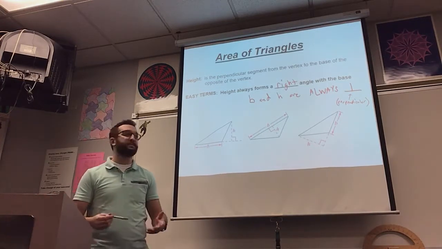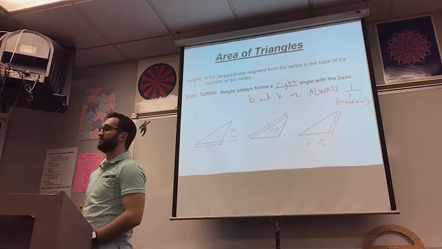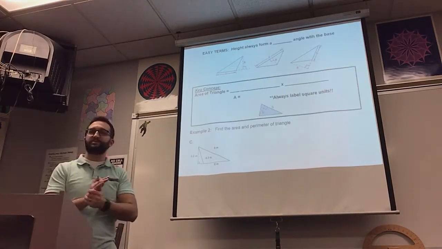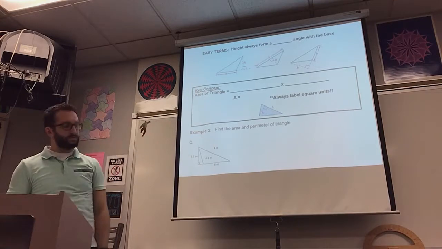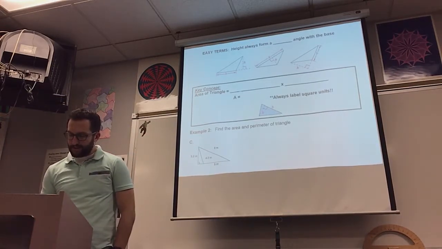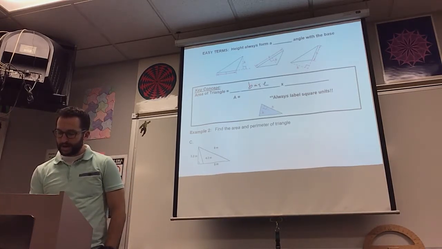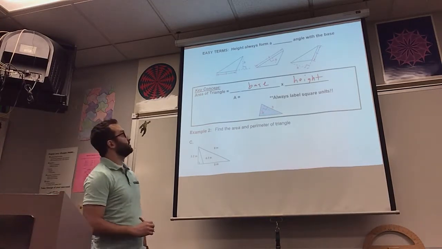So sometimes the height can be outside of the triangle, sometimes the height can be inside the triangle. It just depends on what the base is. All right, so key concept time. Same picture that we've got. The area of the triangle equals not base times height. There's a base and a height in the equation, but I want you to see something that I think is kind of neat.